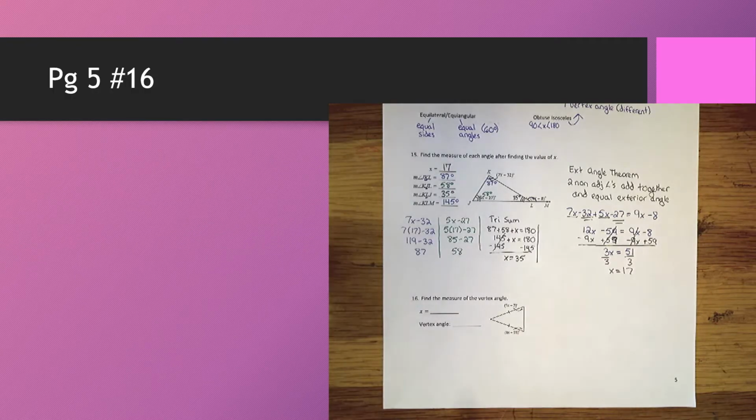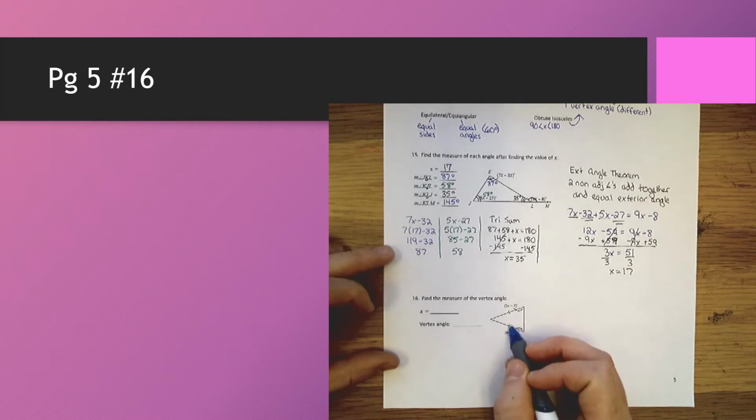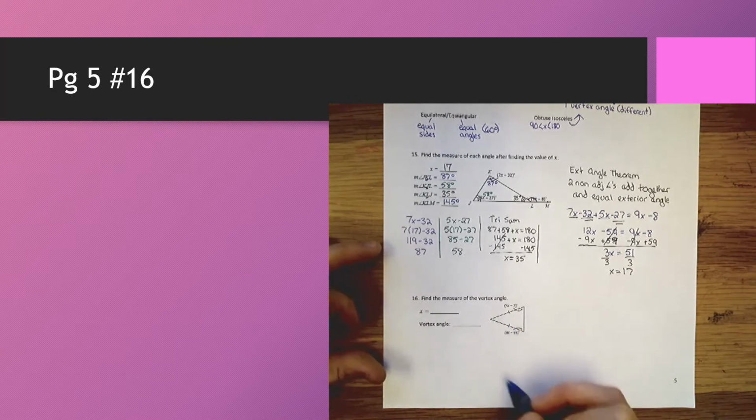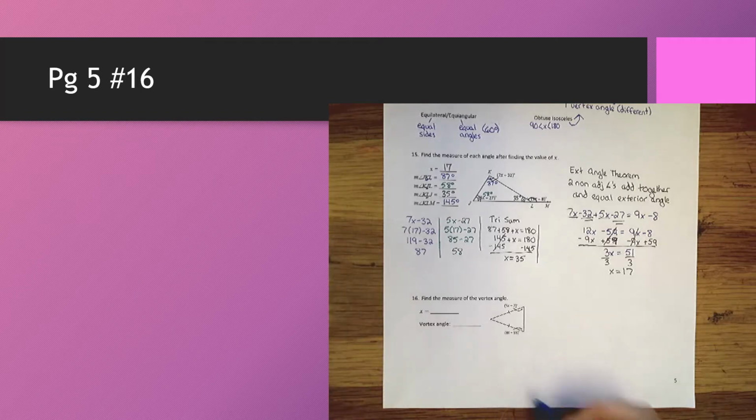Okay, so last video, we did not get through all of page 5. So the last problem that we have is number 16 on that page. It says find the measure of the vertex angle. So first thing I want to look at is these markings. These slashes tell me that both sides are congruent. Now the only triangle that I know of that has two sides congruent is an isosceles triangle.